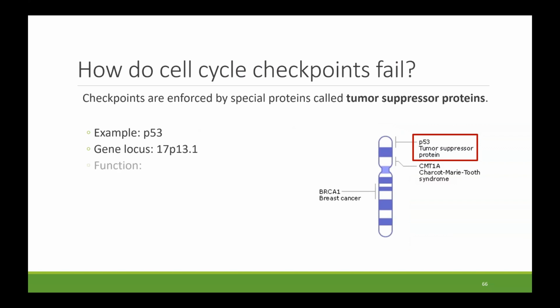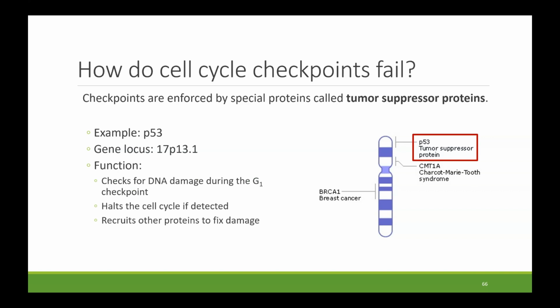What this P53 protein does is it checks for DNA damage during the G1 checkpoint, and if it detects DNA damage, it will halt the cycle. It will recruit and bring in other proteins to fix the damage. But if the damage can't be fixed, then it will initiate a process called apoptosis, which is basically a self-destruct sequence. The cell will self-destruct because that is the preferred option instead of continuing with reproduction and developing into cancer. So this is how P53 keeps things in check.